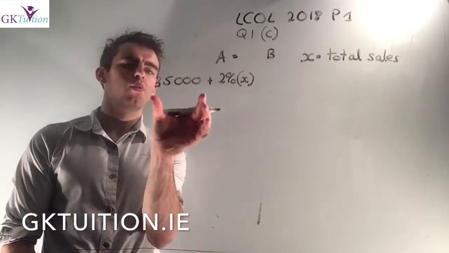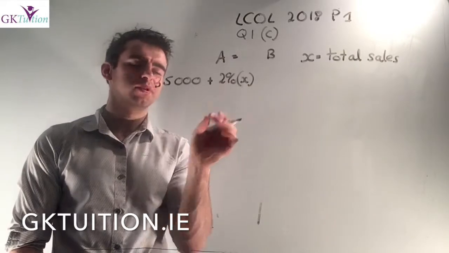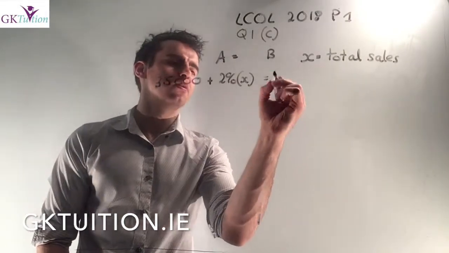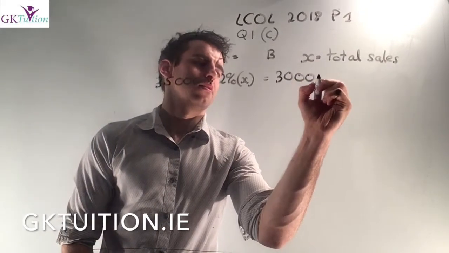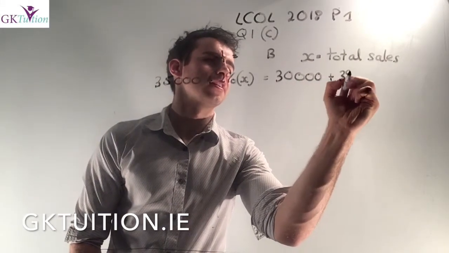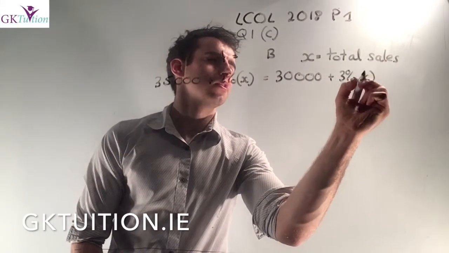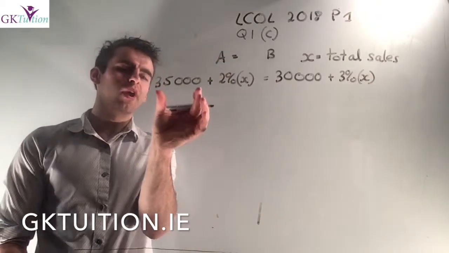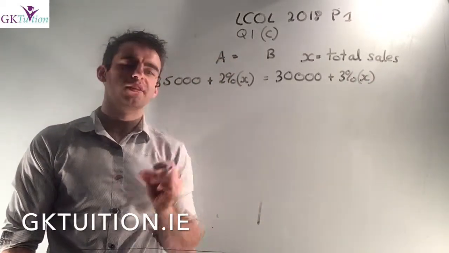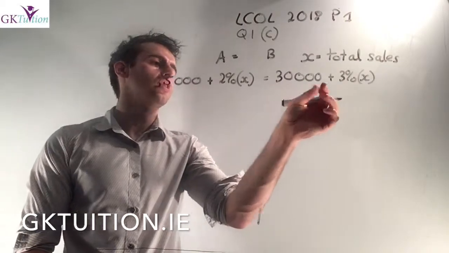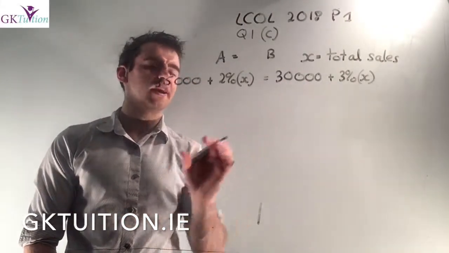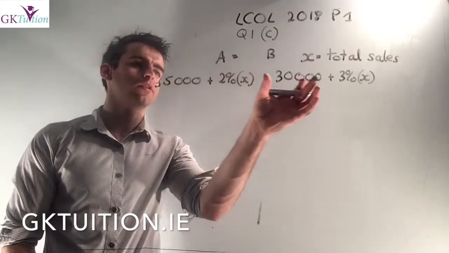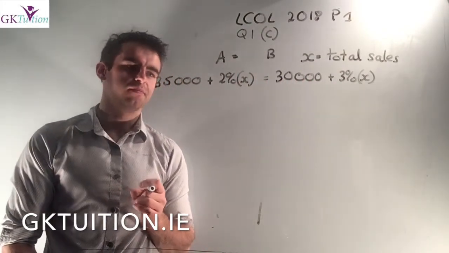I want to know when will 35,000 plus 2% of the total sales be equal to contract B, which is 30,000 plus 3% of the total sales. So I want to work out when will 35,000 plus 2% of the total sales be equal to 30,000 plus 3% of the total sales. In other words, what is the value of X for which I earn the same amount of money under contract A and under contract B?